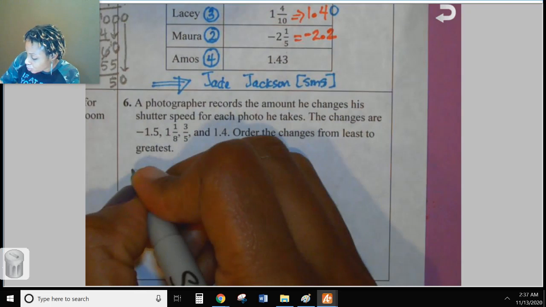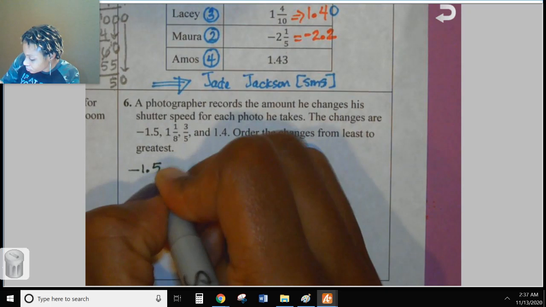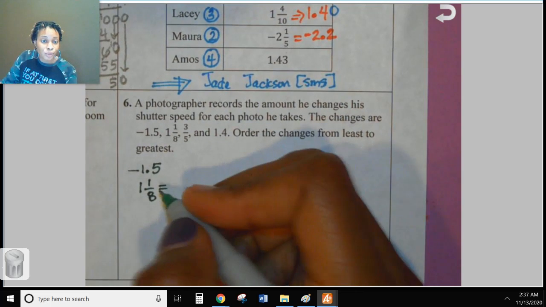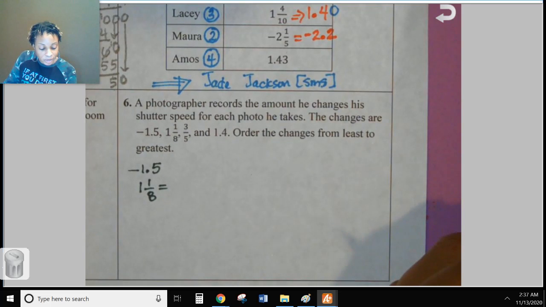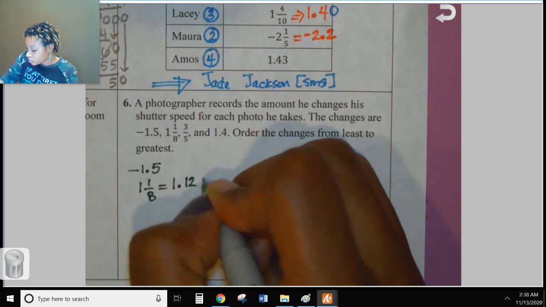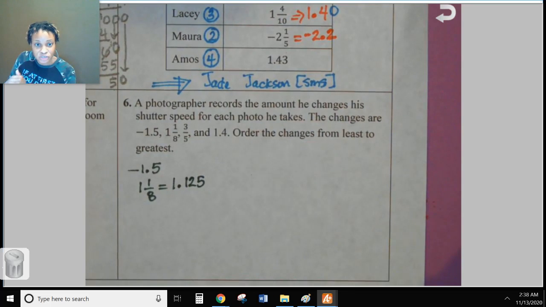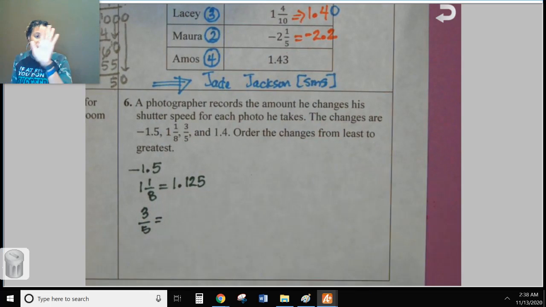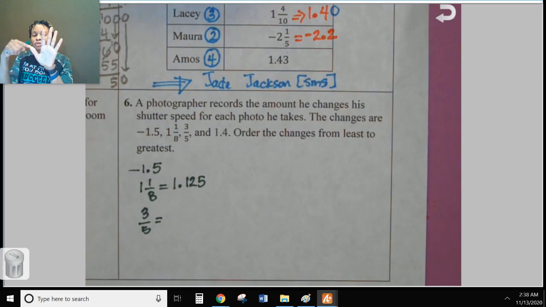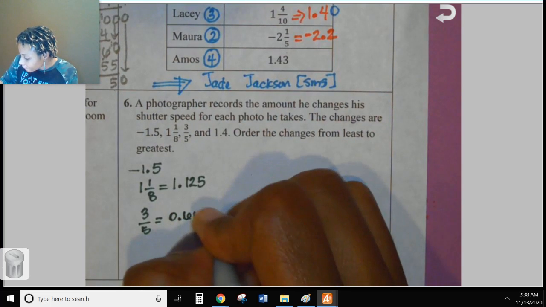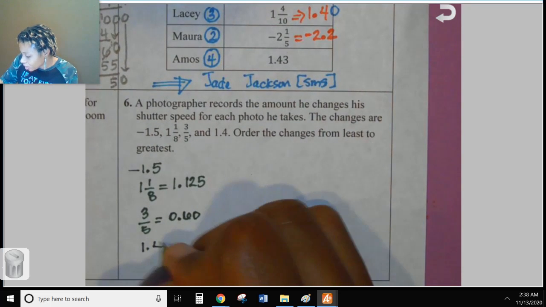So I'm just going to rewrite them all here. So hopefully you know your eighths. 1/8 is 125 thousandths. So I'm just changing that fractional piece. 3/5. Oh, I put my hand away. We do need our fifths. Okay, I have a hand right here. 20, 40, 60. So we know 3/5 is 60 hundredths. And this one is already there.